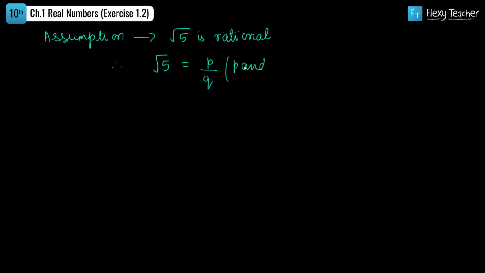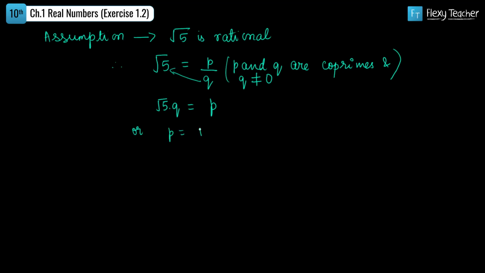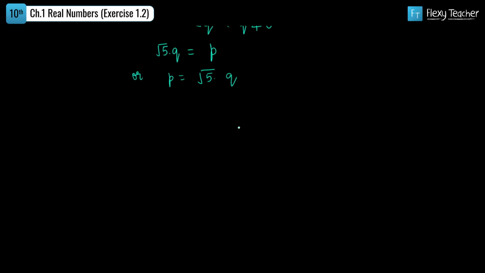P and Q are co-primes and Q is not equal to 0. Okay. Now, the next step is under root 5 Q is equal to P. हमने Q को अंडर रूट 5 से मल्टीप्लाई कर दिया और P is equal to under root 5 into Q. Okay. Now, taking square on both the sides, what do we get? We get P square is equal to 5 into Q square, squaring both the sides.